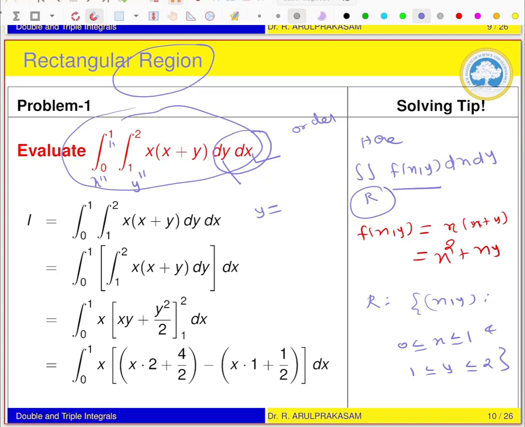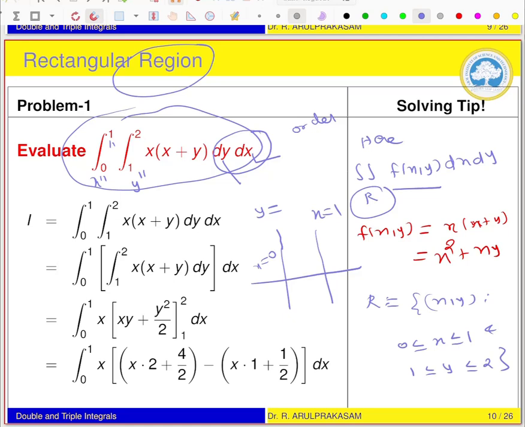Okay, here I have defined the region mathematically. So how can I define the region of the integral geometrically? My region is bounded by x is equal to 0. What do you mean by x is equal to 0? It is nothing but the y axis. Next one is x is equal to 1. What do you mean by x is equal to 1? It is parallel to the y axis.